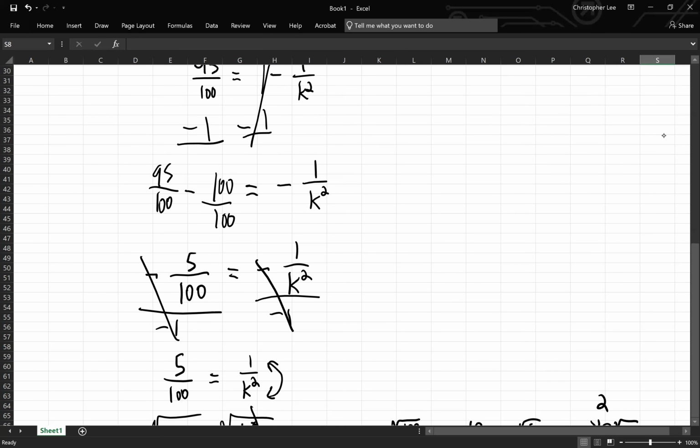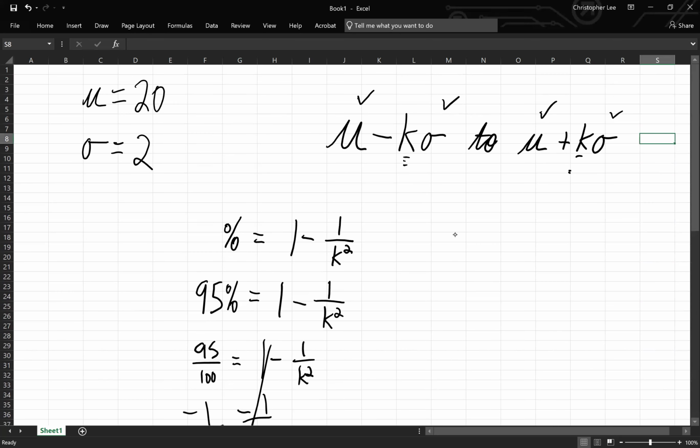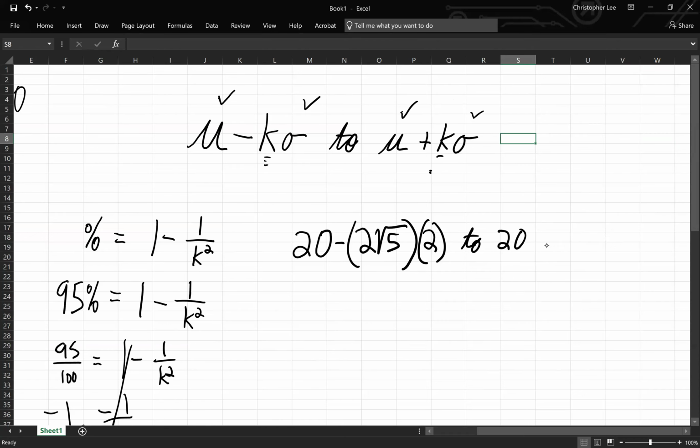So going back up to the top, what's my answer? Replace the mean with mu. So it's going to be 20 minus 2 square root 5 times the standard deviation, which is 2. The same thing on the other side, but with a plus sign: 20 plus 2 square root 5 times 2. That's it.